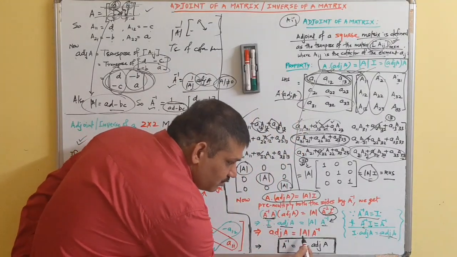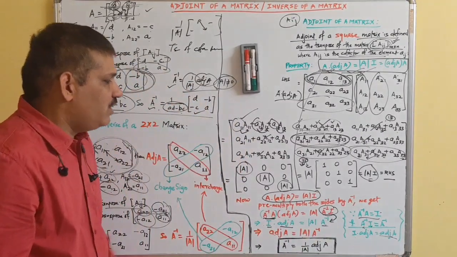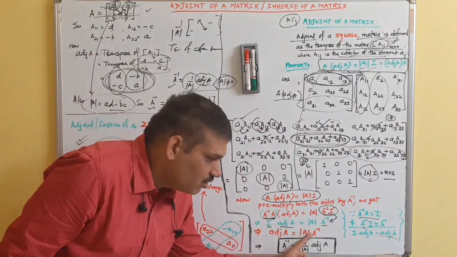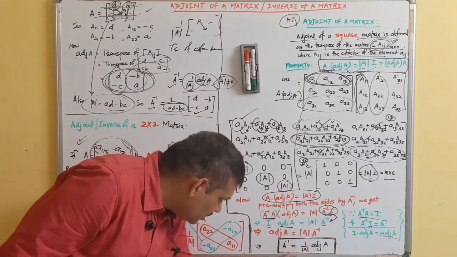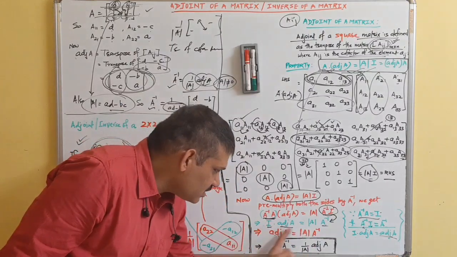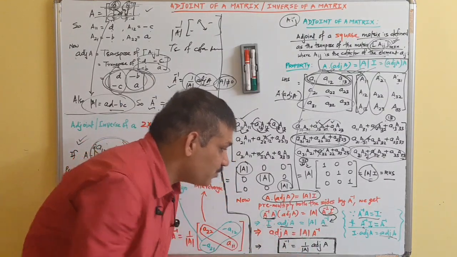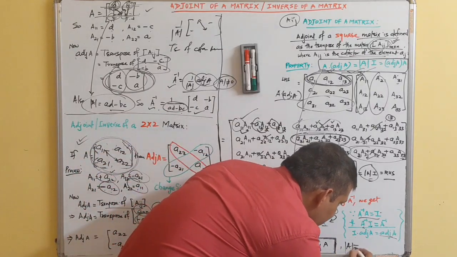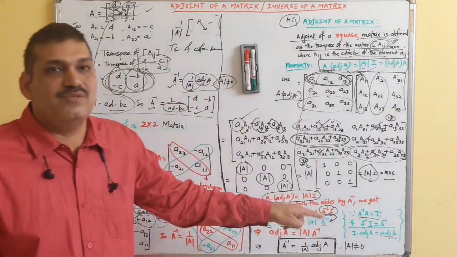So adjoint A is equal to determinant A times A inverse. We need to find A inverse. This determinant A is a constant, so we will divide both sides by determinant A, provided that determinant A should not be 0. That is the most important thing.